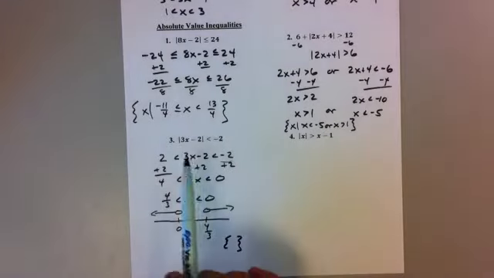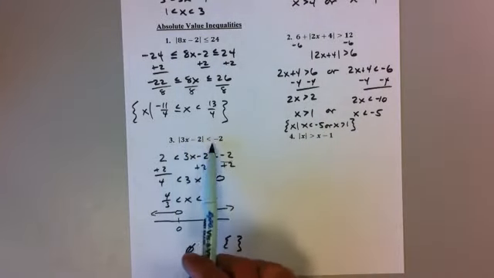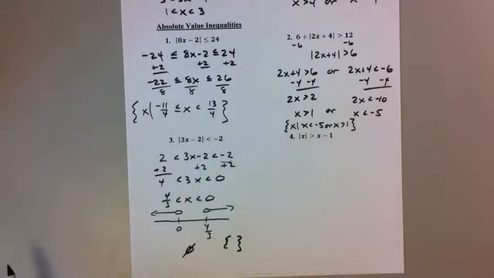And if you think about that, an absolute value is never going to be less than a negative number. So right away, if you just thought about the problem, you might have saved yourself a little bit of time, and you could have come up with no solution.